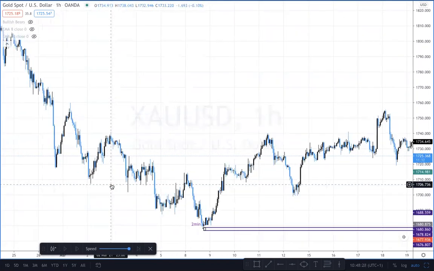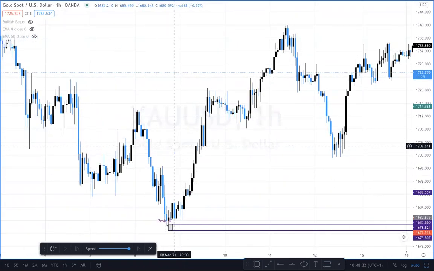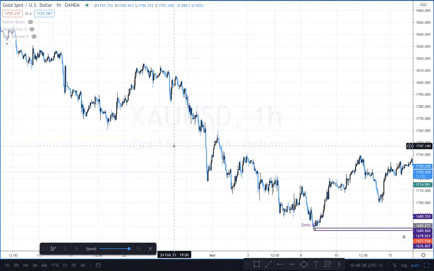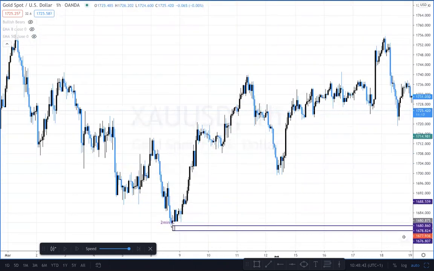So let's have a look at gold and see what happens. Let's backtest it from quite far behind. Let's start from here.